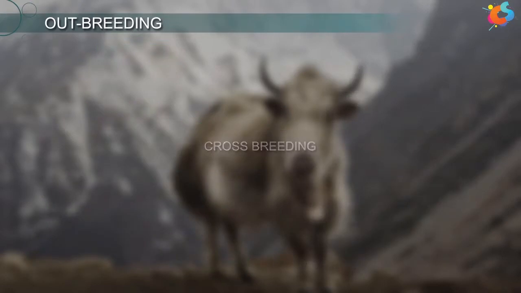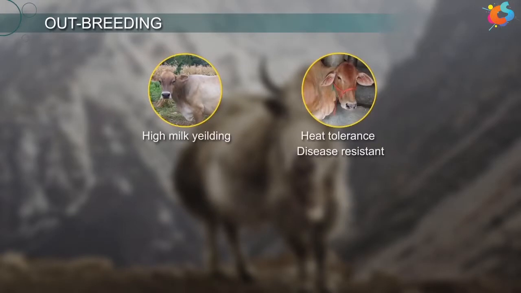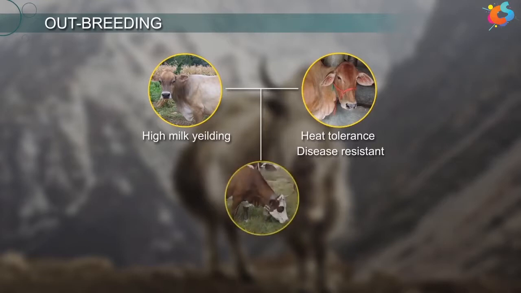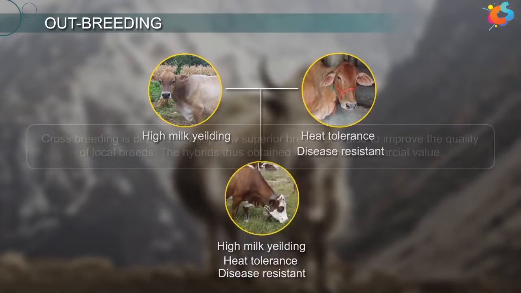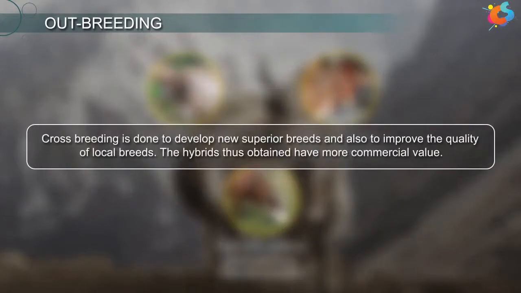Crossbreeding. In crossbreeding, two animals of different breeds but of the same species are mated together. The offspring produced will have dominant characters of both animals. Crossbreeding is done to develop new superior breeds and also to improve the quality of local breeds. The hybrids thus obtained have more commercial value.